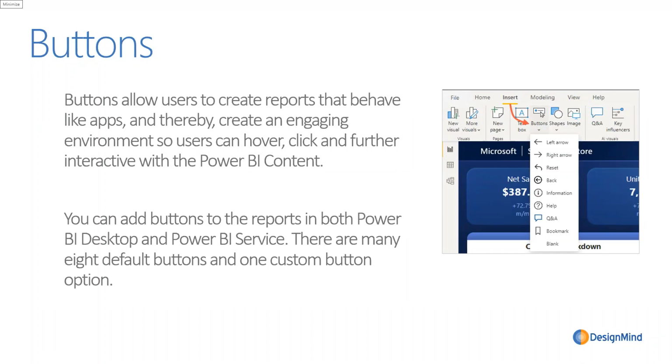Help is basically a Power BI help button. And Q&A is a button that is actually really cool. Power BI created this AI system that allows users to type certain questions in the question box, and it will give you answers based on your questions and your data, which is very awesome. And the next one is bookmark, which I will explain a little more in the next slides. And lastly, it's a blank button.